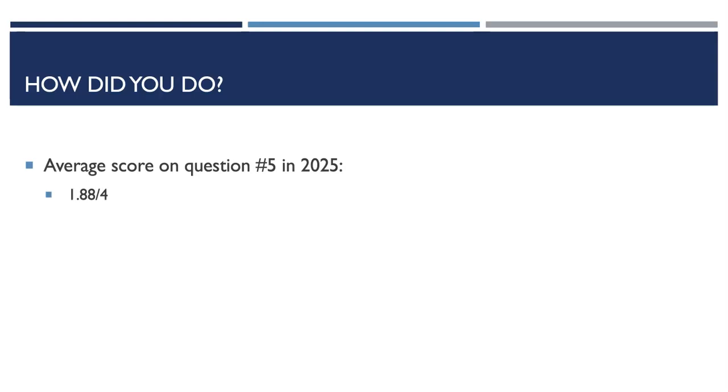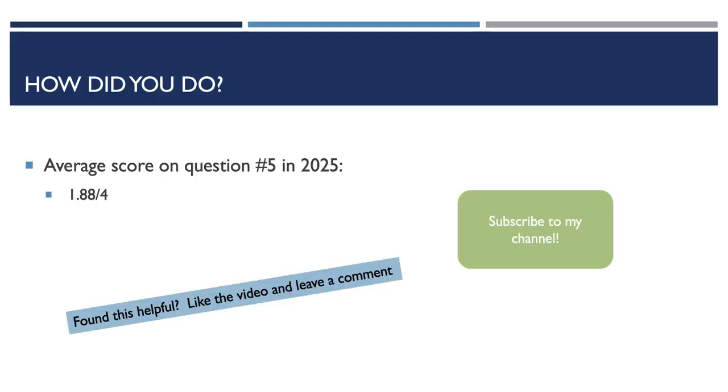How did you do? Well, like we said earlier, this was a question scored out of 4 points, and the average score in 2025 on question 5 was 1.88 points out of 4. Students did pretty well. So if you scored 2 points, you're in good shape. 3 or 4 points, you're doing really well. Keep on studying because there's always room for improvement.